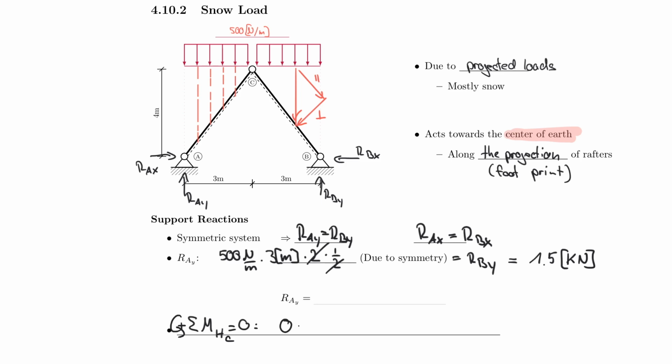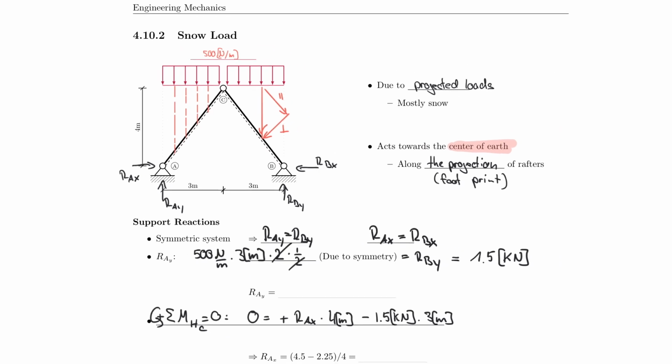So 0 is equal to, I start with my unknown, RAX multiplied by 4 meters, which is turning counterclockwise, therefore it's positive. I have my RAY, which I already calculated, 1.5 kilonewton multiplied by 3 meters. And now there's many ways of how you can do this. Well, first of all, let's assign a direction. RAY is turning clockwise, therefore it's negative.